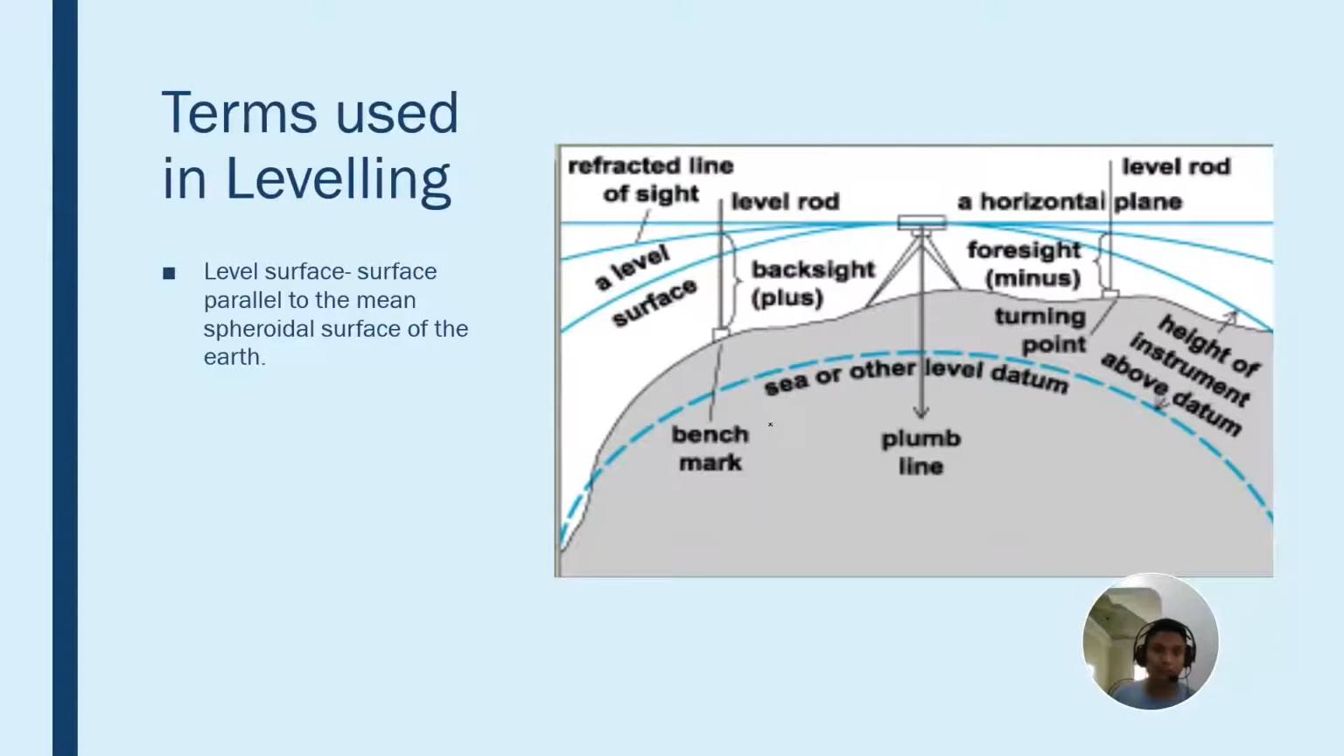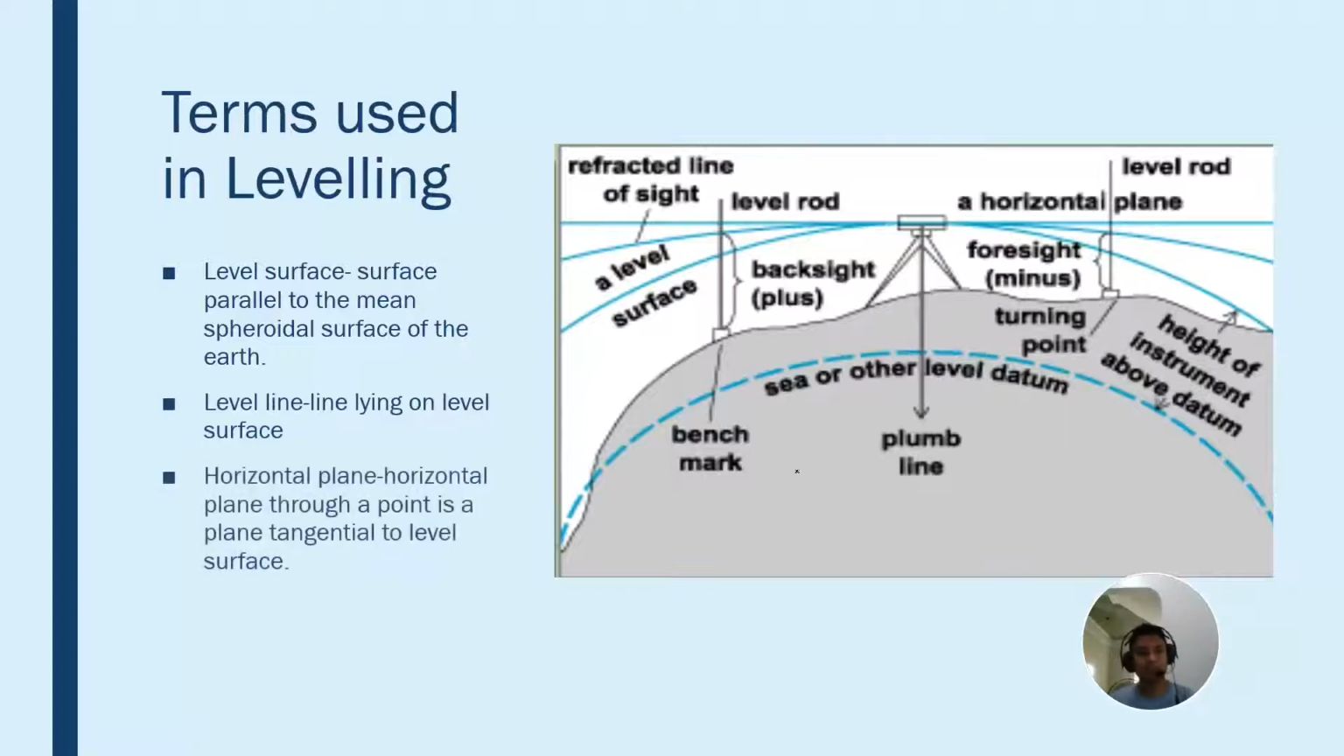We have the level surface, or the surface parallel to the mean spheroidal surface of the Earth. Then we have the level line, or the line lying on level surface. The horizontal plane through a point is a plane tangential to the level surface. You also have the horizontal line, which is a straight line tangential to the level line.